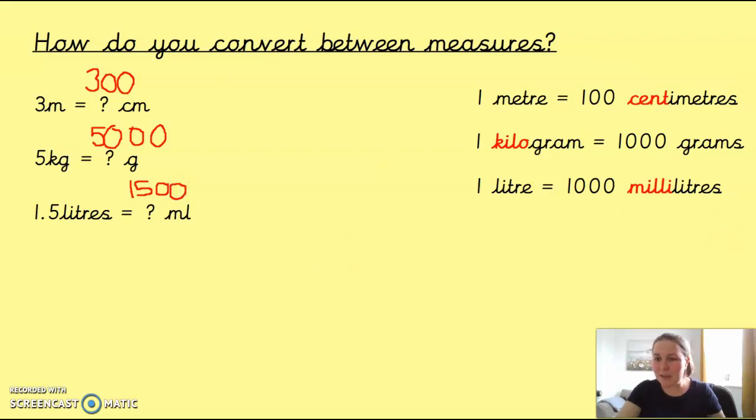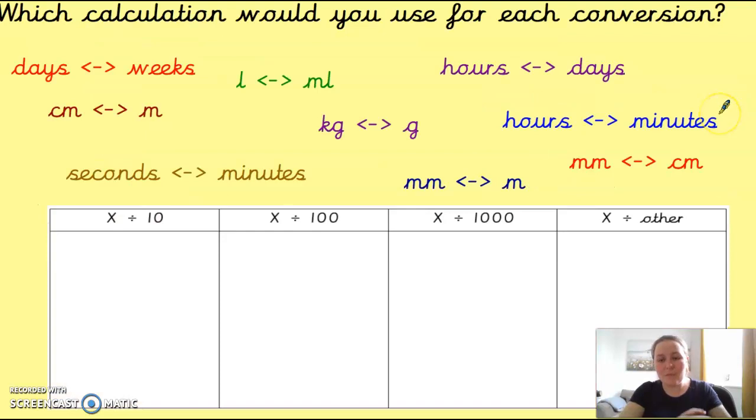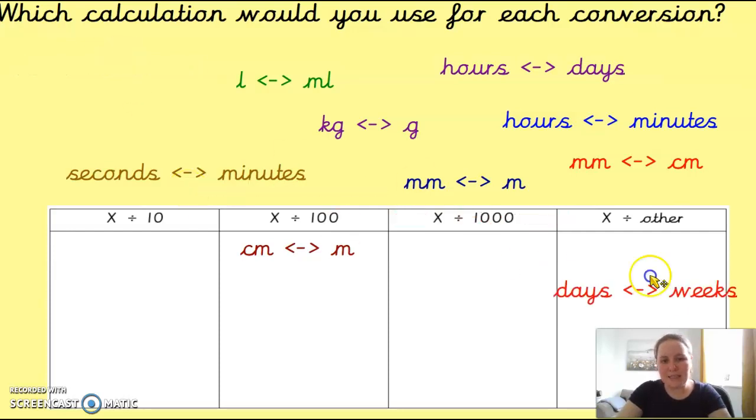Okay, let's test if we understand that with the next slide. Now, what I want you to do is copy this table onto your page and then have a go at putting the right things under the right columns. So, for example, we've just looked at going between centimetres and metres. If I know the number of centimetres or I know the number of metres, I'm going to times or divide by 100, because there's 100 centimetres in a metre. See if you can sort them into the right box. There's 10, 100 and 1,000. Then there's a box for timesing or dividing by other. For example, days to weeks.